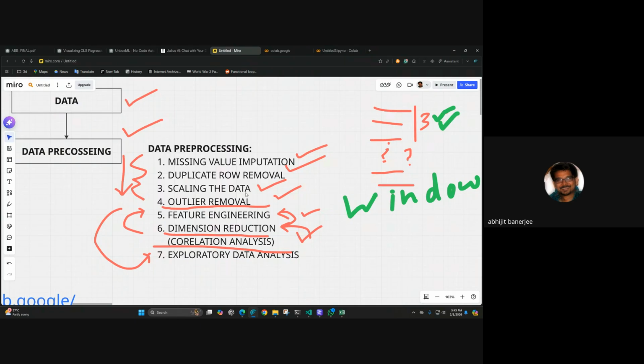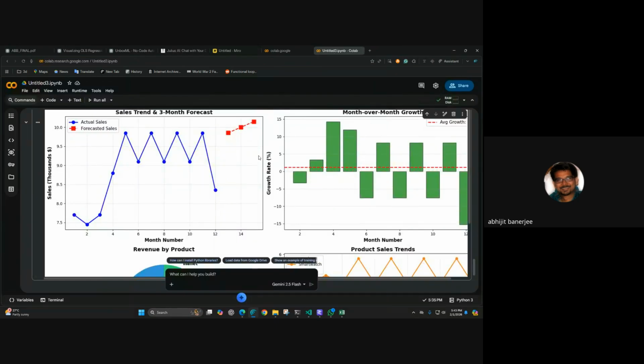To the end of the session, we come to a conclusion that we understood what OLS is, we understood what linear regression is, we also understood when not to use linear regression, when to use polynomial regression or a non-linear one, which I will be covering in the next sessions.